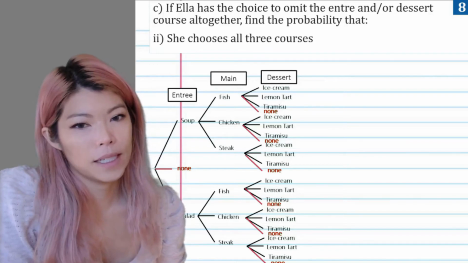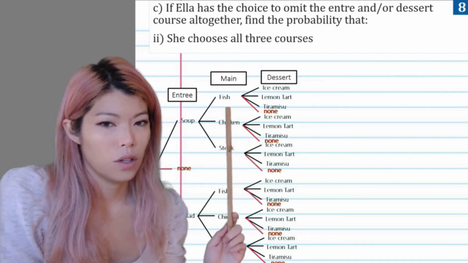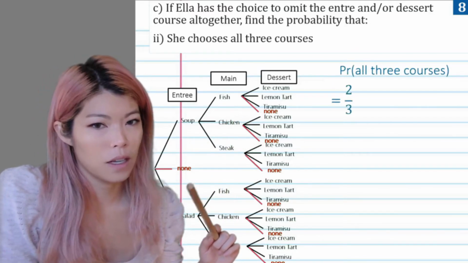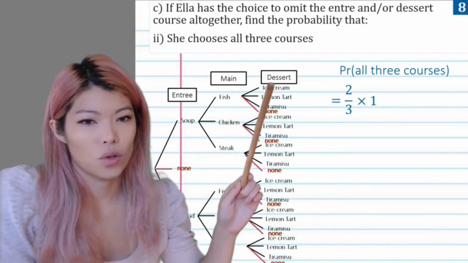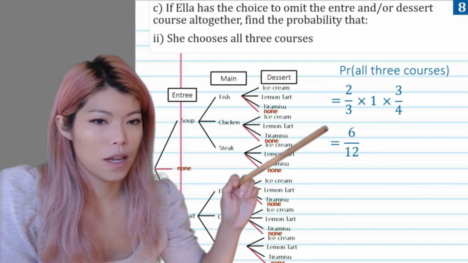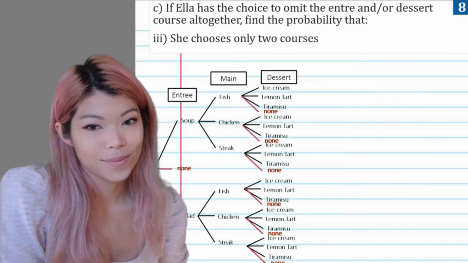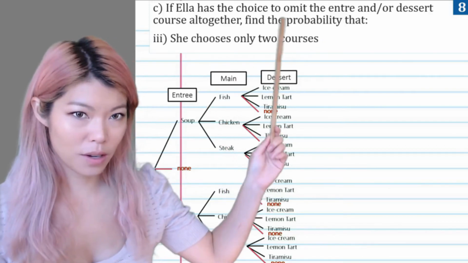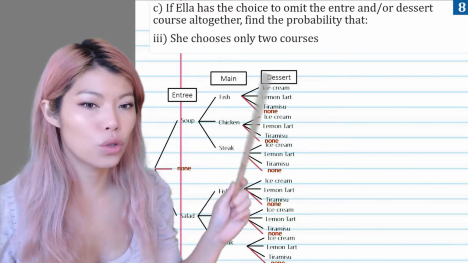What is the probability that she can choose all 3 courses? And remember, she can skip entree or dessert. So to have all 3 courses, to have soup or salad is 2/3. To have the main is 3 out of 3. And to have dessert is 3 out of 4. So when we simplify that, cross the 3's out, and we get 1 over 2. So she chooses to omit the entree and/or dessert. Sorry about the typo. What is the probability she chooses only 2 courses?